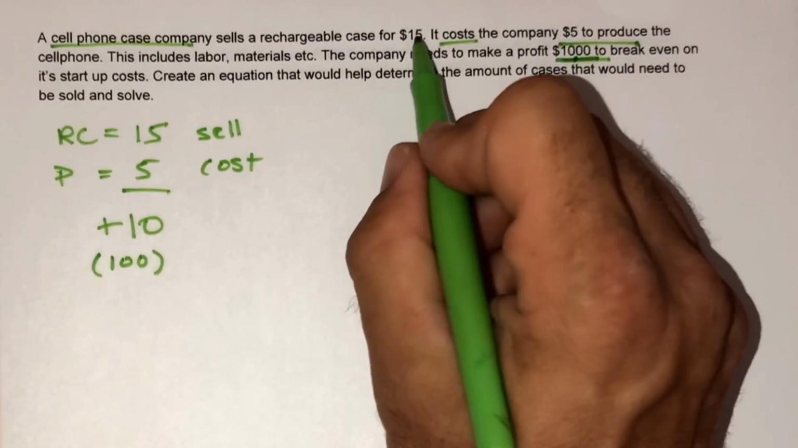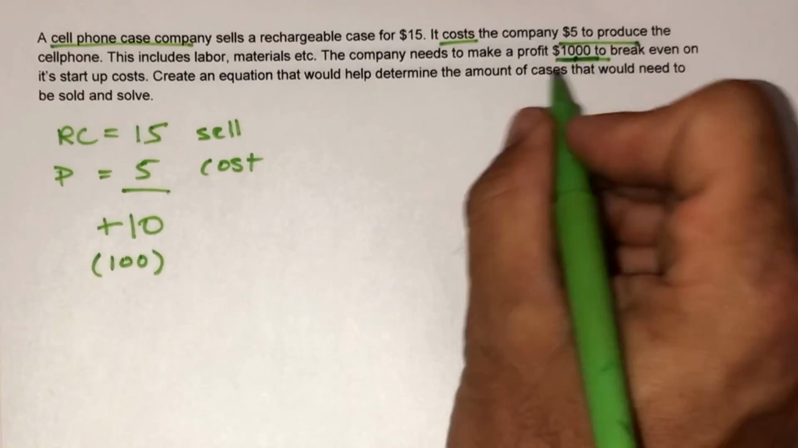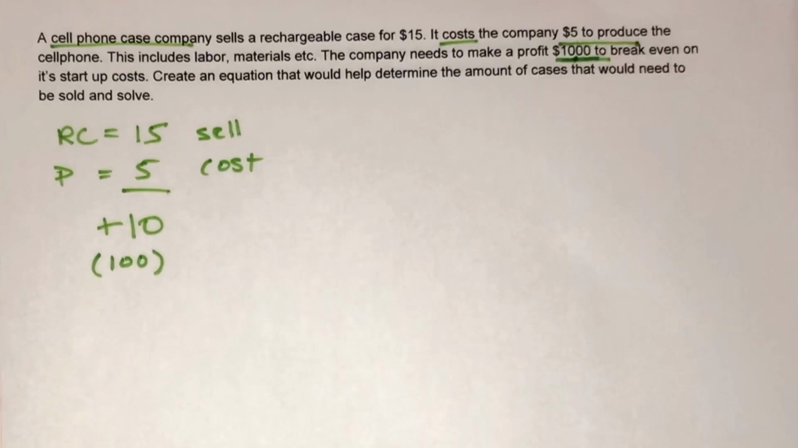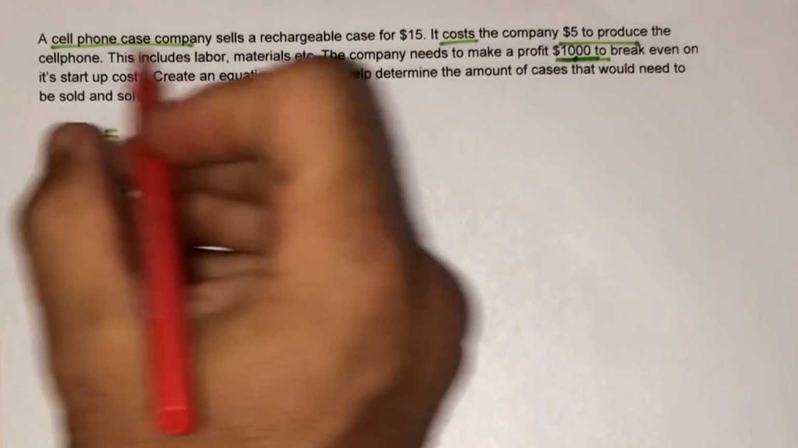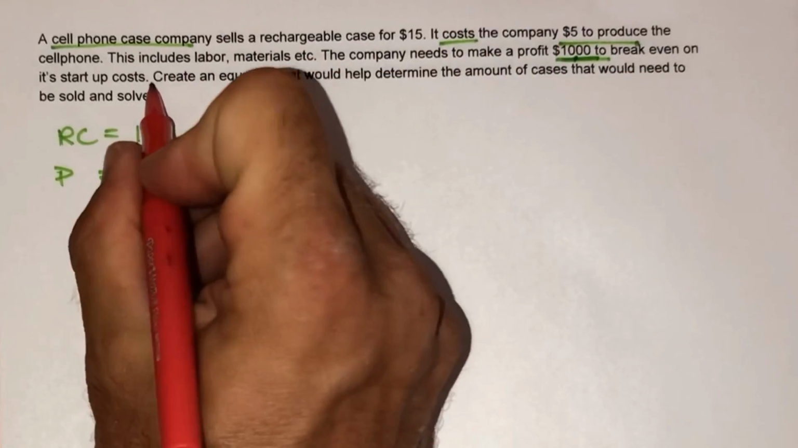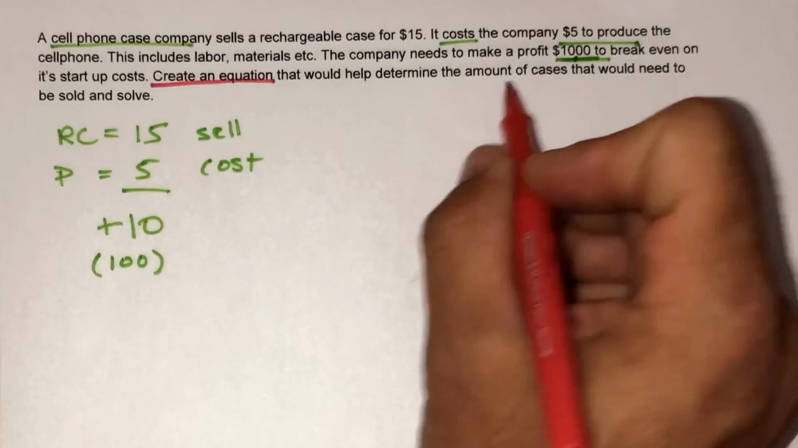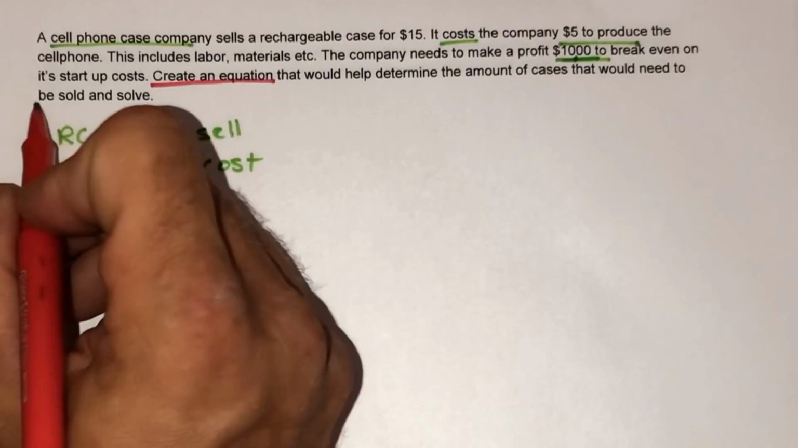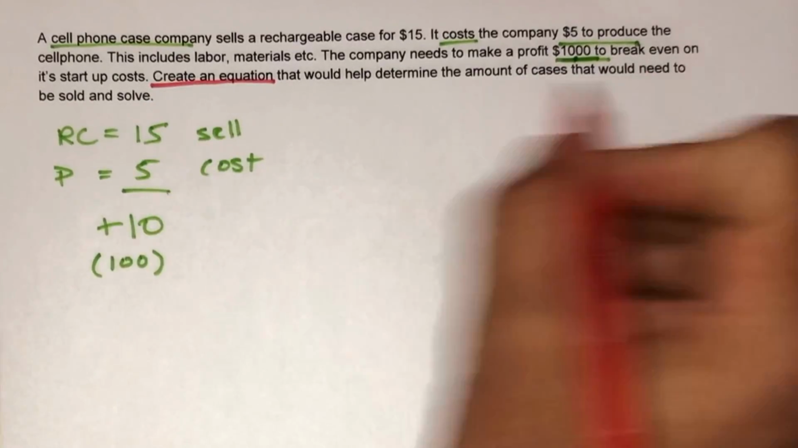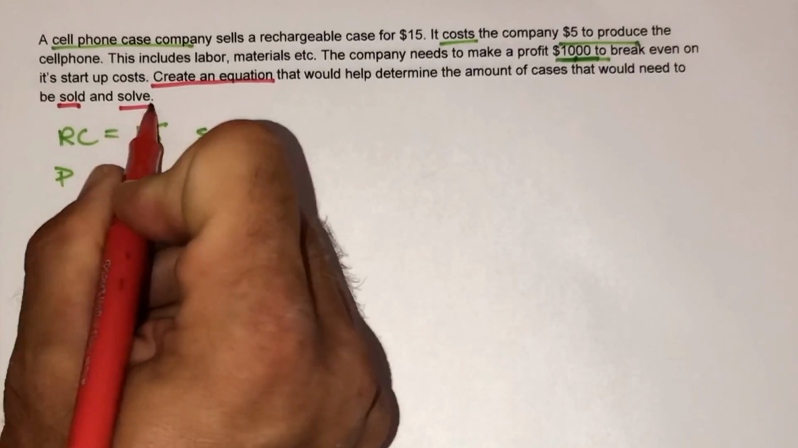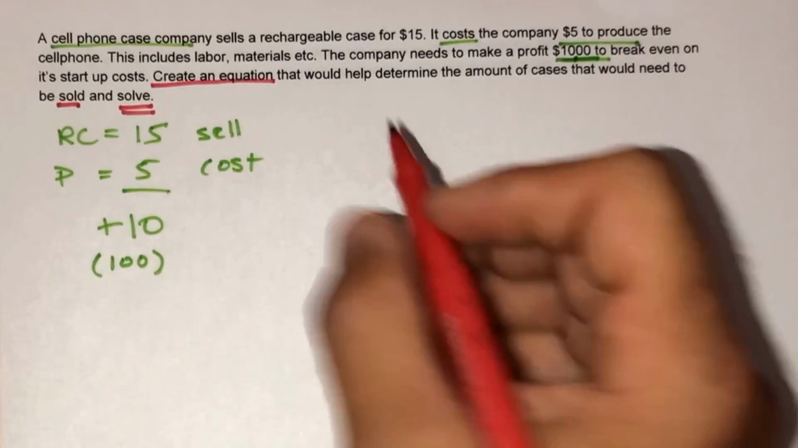Now, it's not always easy with the 15, the 5, and the 1,000 with easy numbers. So you do want to set up an equation. And then you also at times want to look through certain questions, because it asks you to create an equation. That's important. That's what they want. And then determine the amount of cases that would need to be sold. And then they want you to solve, meaning like how many cases is that?